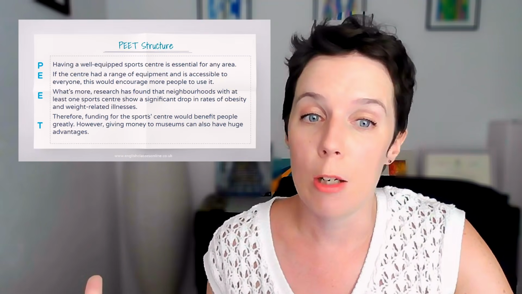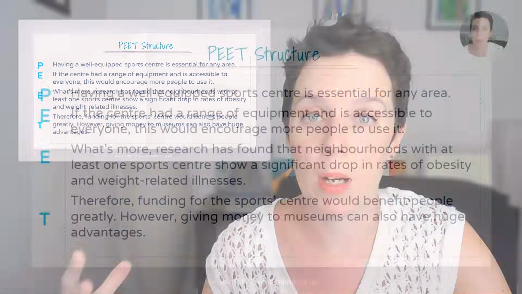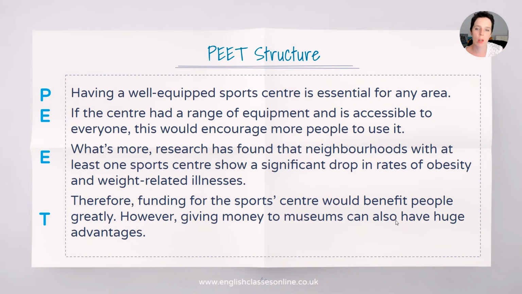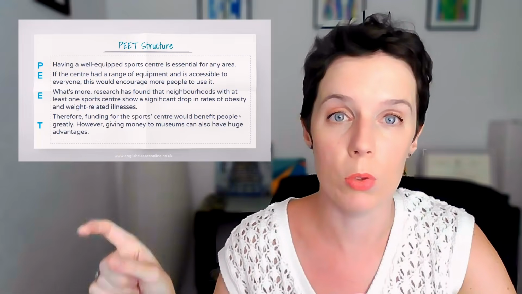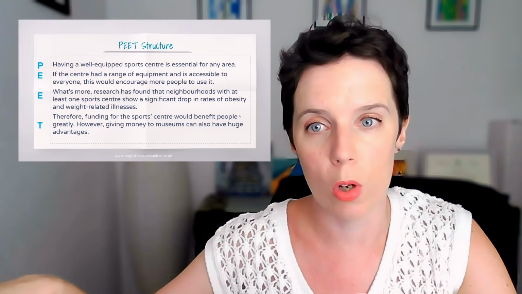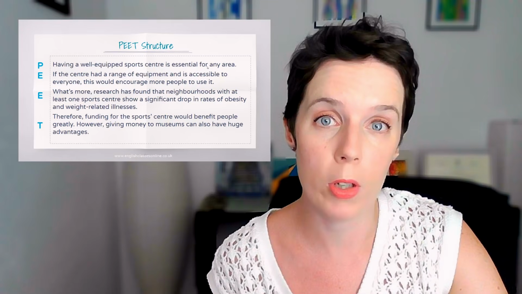So we've got our example, and then I need to transition to my next point or my next paragraph. Therefore, funding for the sports centre would benefit people greatly. However, giving money to museums can also have huge advantages. And from here, I'm going to start my next paragraph, which is going to be about museums. So we've transitioned over. That should be about 70 words for one body paragraph.